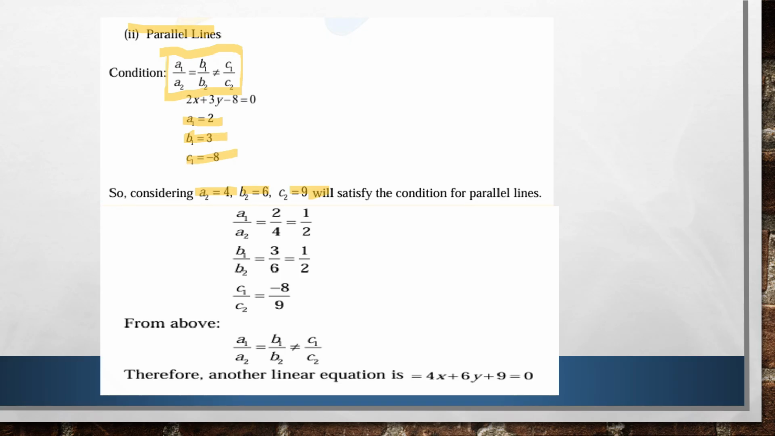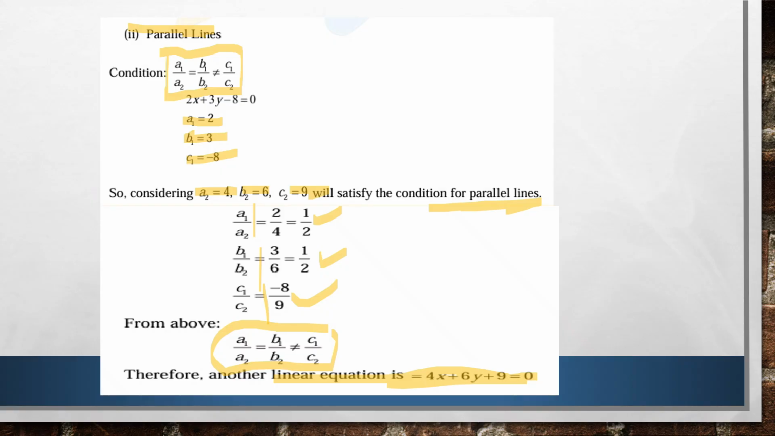To satisfy the condition of the parallel line, I can write a1 by a2 is 1 by 2, b1 by b2 is 1 by 2, and c1 by c2 is minus 8 by 9. It means a1 by a2 is equal to b1 by b2 is not equal to c1 by c2. Therefore, the linear equation is 4x plus 6y plus 9 is equal to 0.